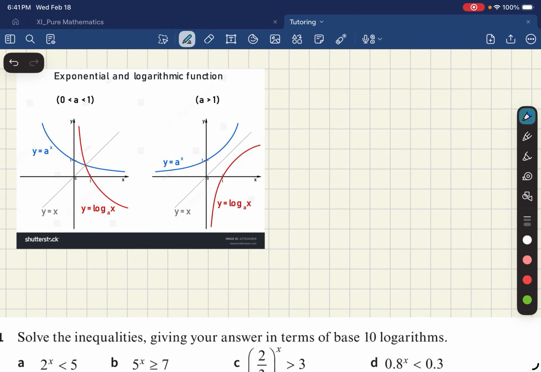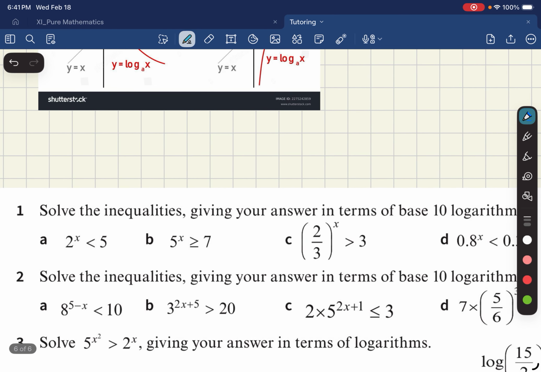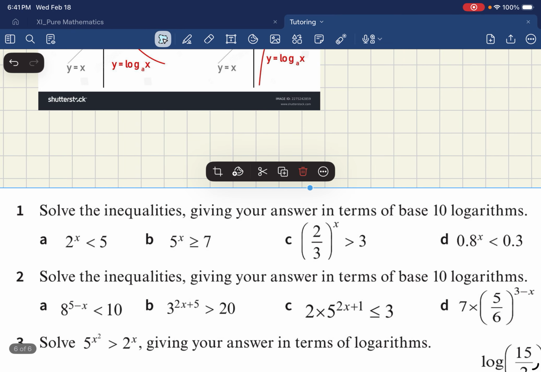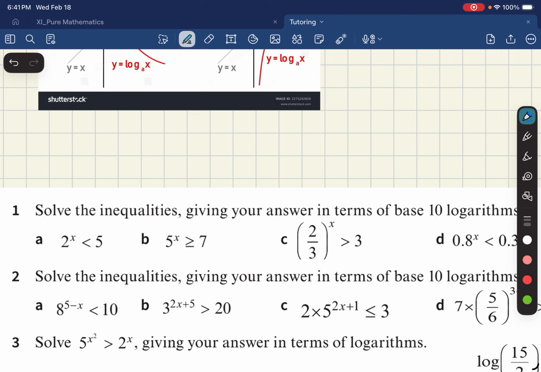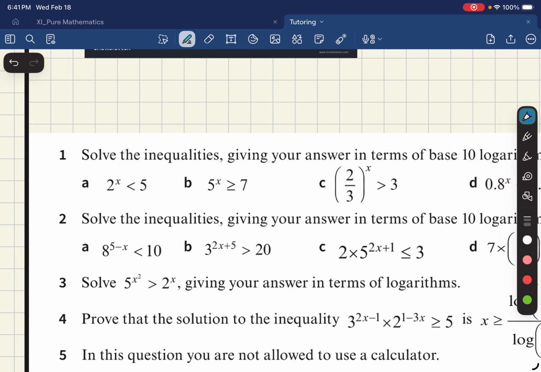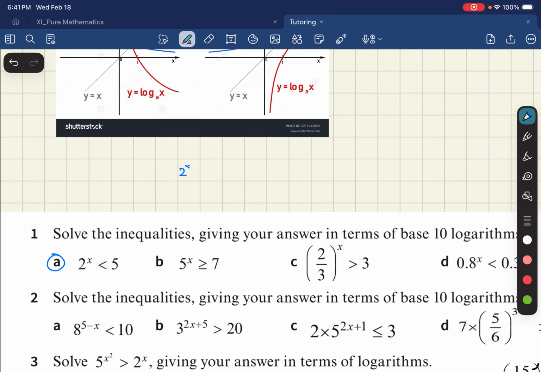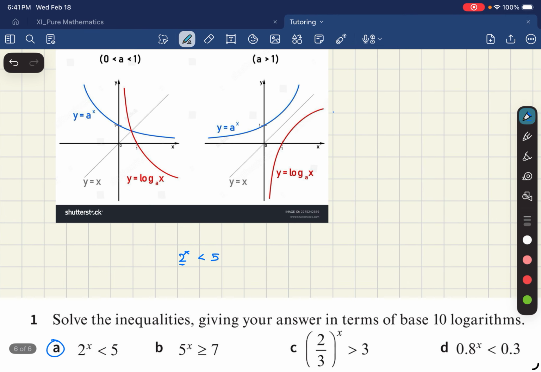So this is something to keep in mind. And now that we have that down, we can start. So I'll be doing A and B, or maybe A and C for every question. Or maybe we can try to do all of them. We'll see. But let's start with A. So I have 2 to the power x is less than 5. And my base is 2. So we look at this graph.